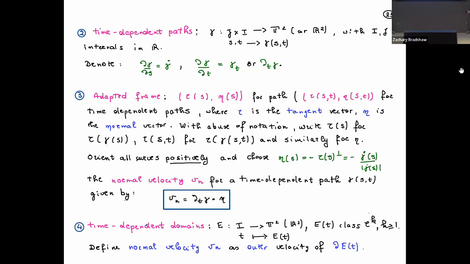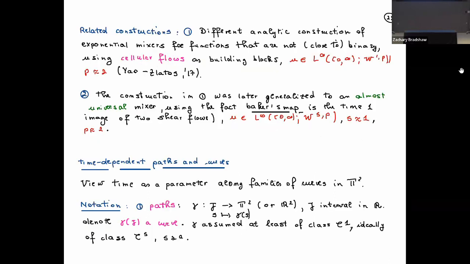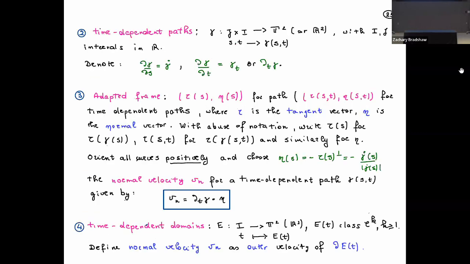And we will also have time-dependent paths. So here there will be 2 parameters. One, and I'll try to be consistent, S, which is the arc length or any kind of parameter along the curve. But then we move the curve, right? So there will be time, which will give the movement of the paths. So we will have time-dependent paths.